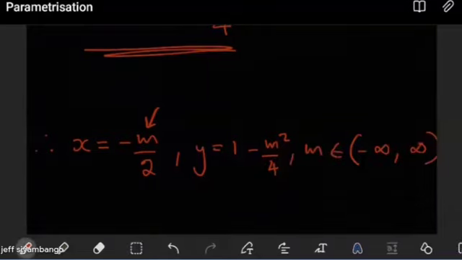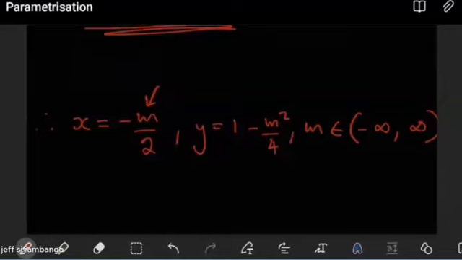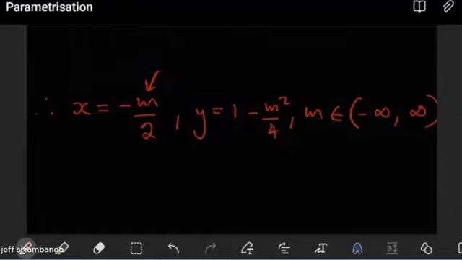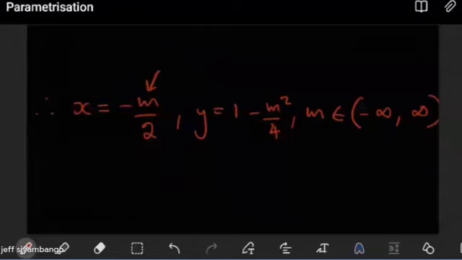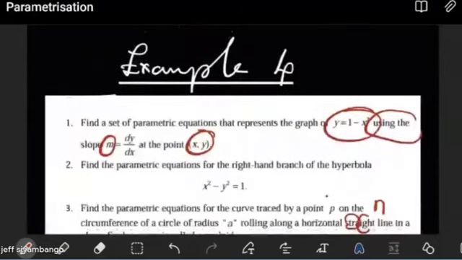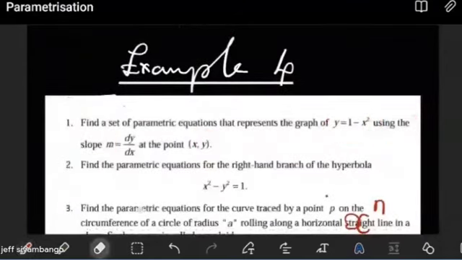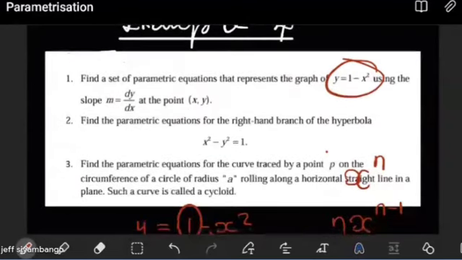Okay, so this is what we have. So any questions before we proceed to the next example? What was the question asking? The question was asking us to get the parametric equation that represent this scale. So we have found the two parametric equations. All right, sir. Okay.